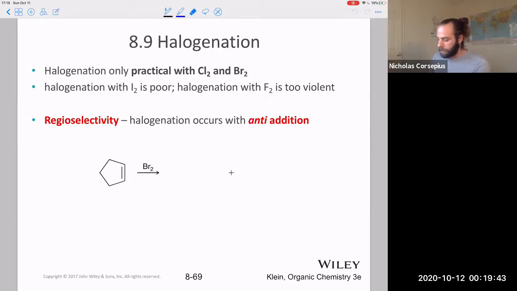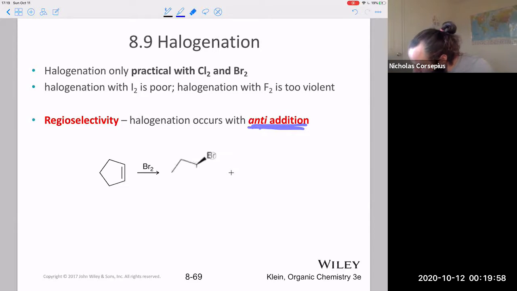We'll see why this is in a second, but halogenation, we're going to find, is an anti-addition reaction. So what does that mean? That means that one of those halogens is going to be added to the top. The other one's going to be added to the bottom of this double bond.